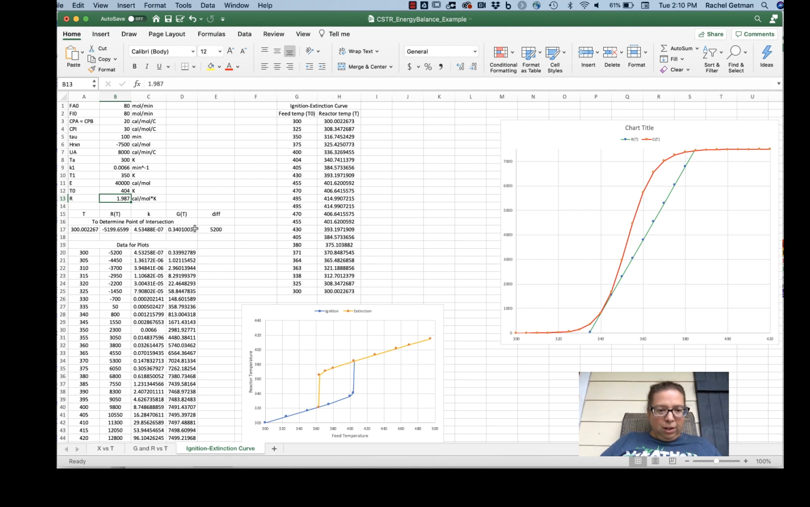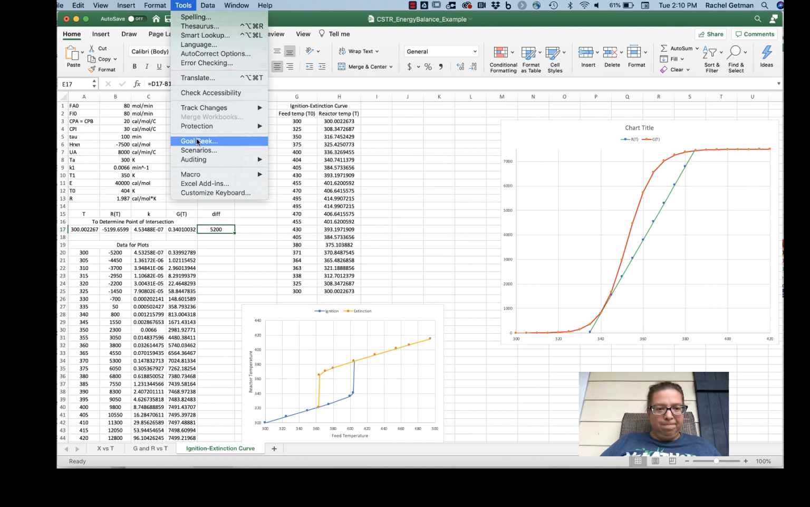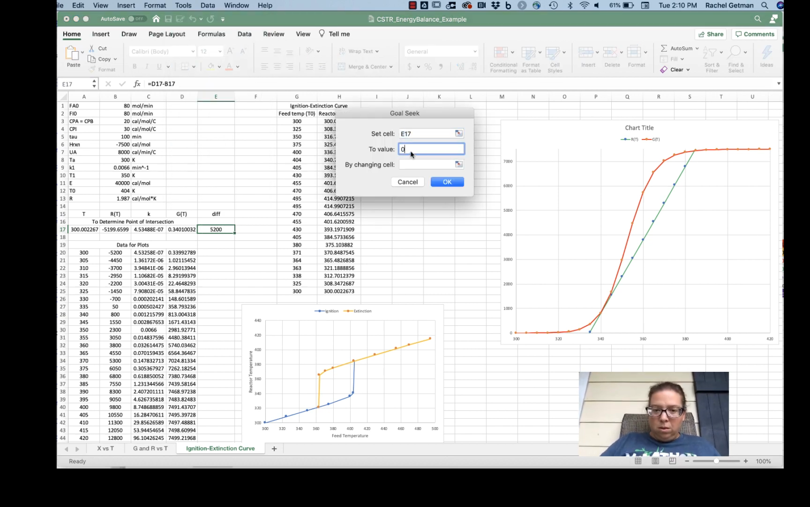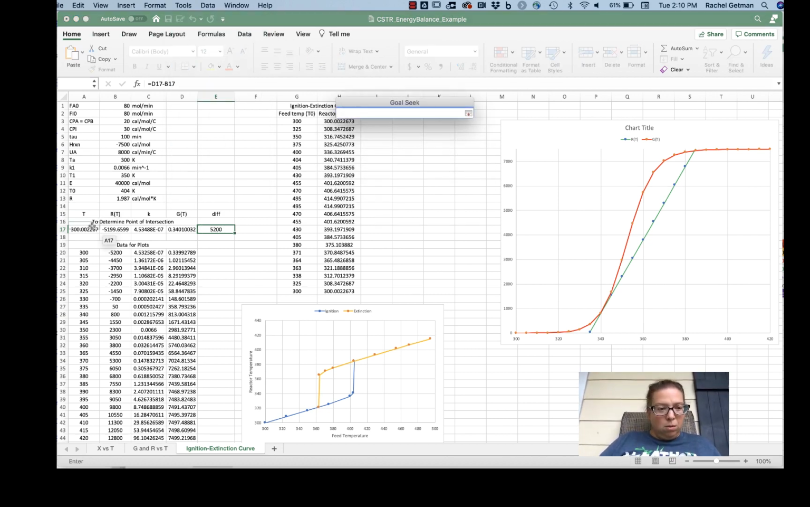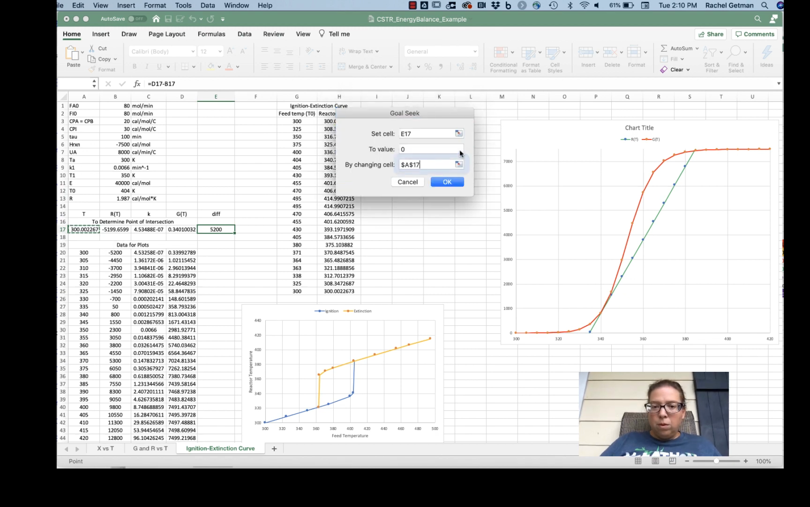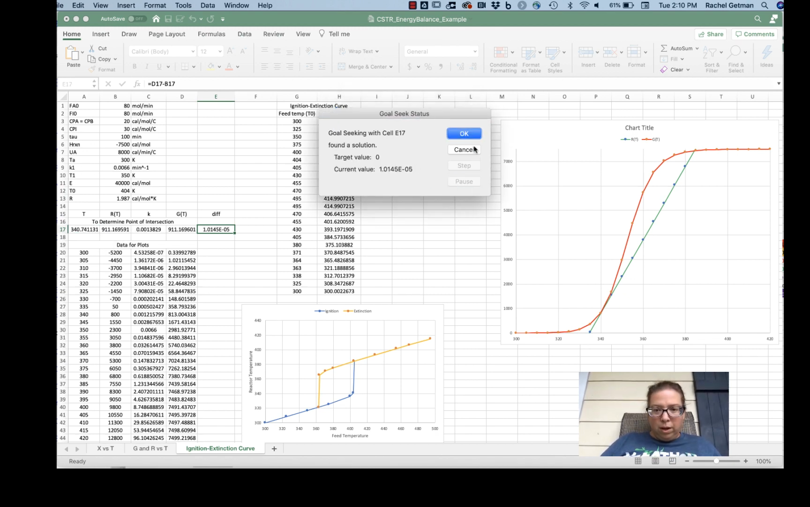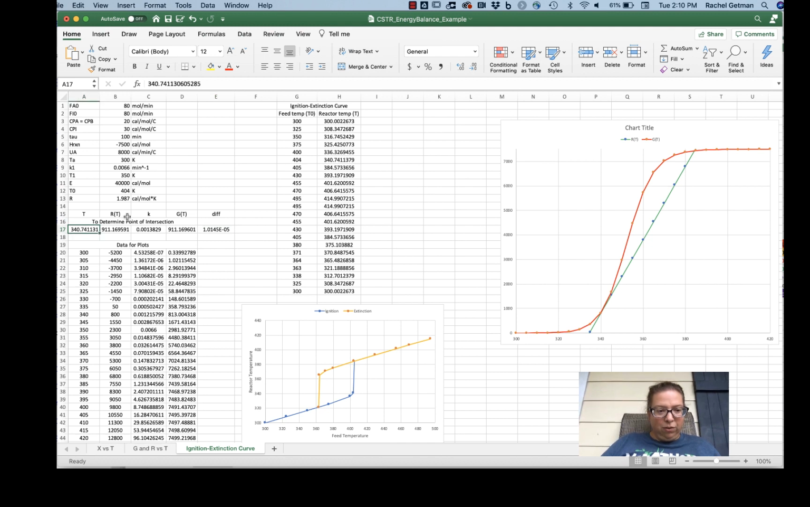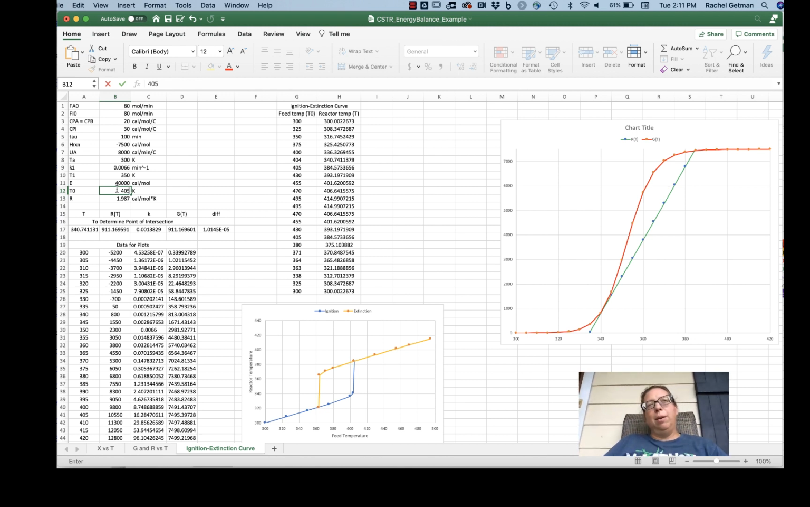So what I'm going to do here is I'm going to make this goal-seek solution. And I see I get a temperature of 340.74. And in fact, that's what I get here. So now if I were to go one more degree up, so what I want to do is find my ignition temperature and then go one more degree forward. So I go to 405.